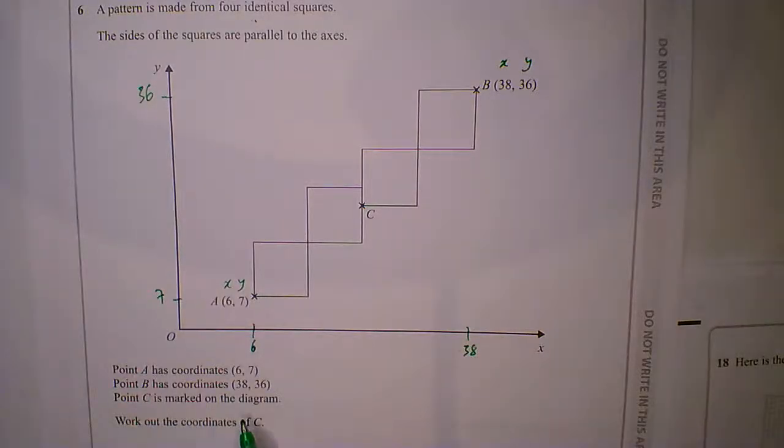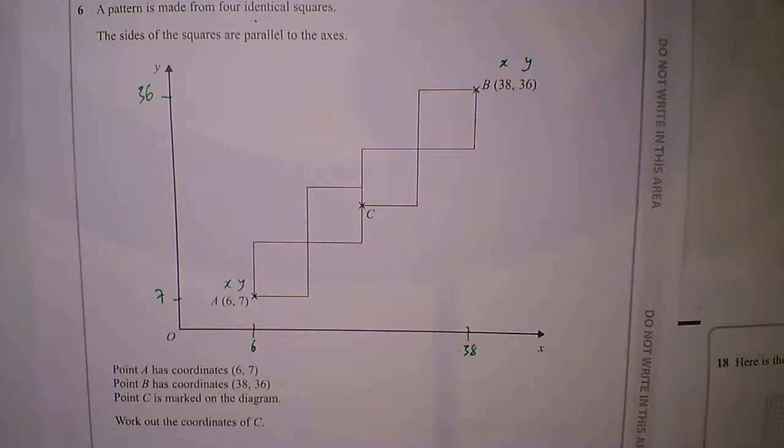Point C is marked on the diagram. I've got this point here. Work out the coordinates of C. So this is a bit of a tricky question. So how do I work this out? So I've got key information there. What am I doing? So this is a problem-solving question. So there are many ways to solve this.